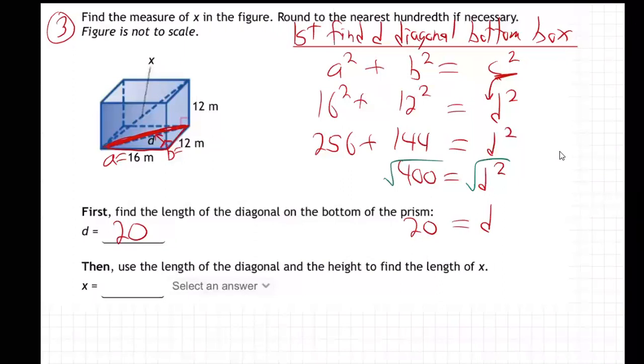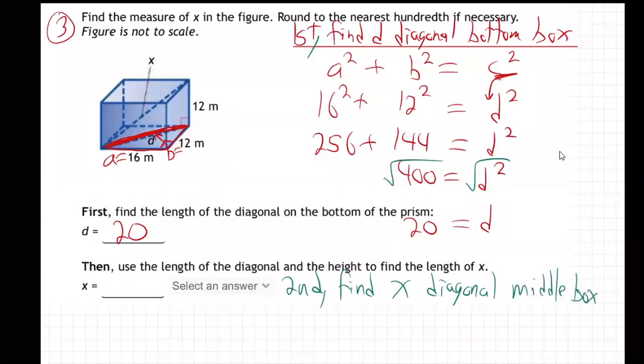So now that I've done that, now second phase. So first find D, second find x, the diagonal, which is also a diagonal in the middle of the box. So second, find x, which is the diagonal in the middle of the box. So let's do it. Let's come on up here and try to make this really clear here.